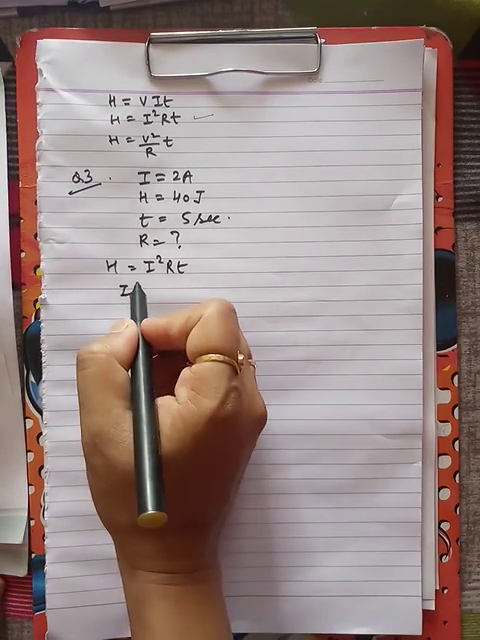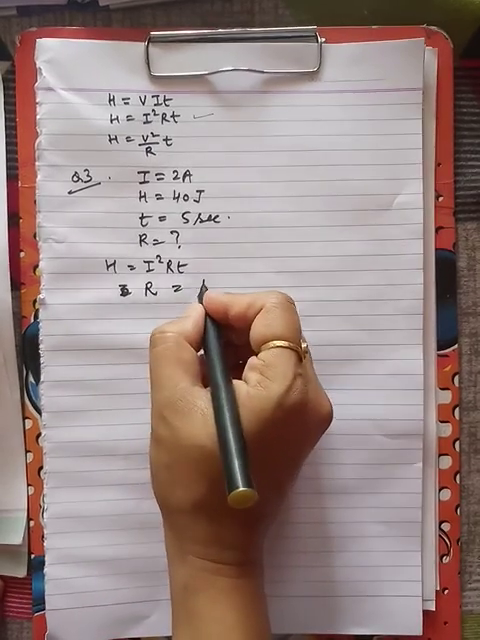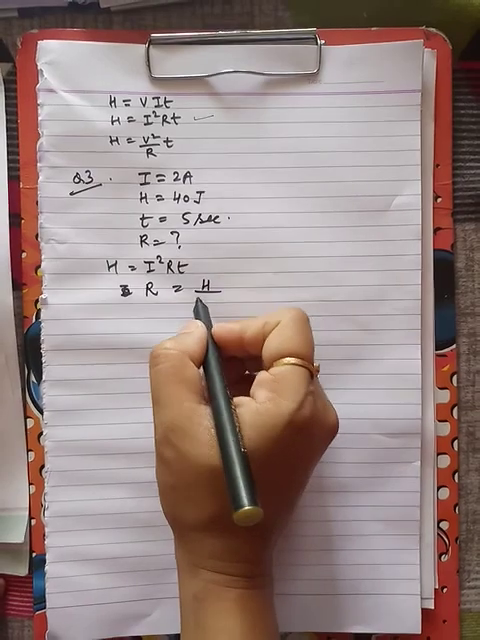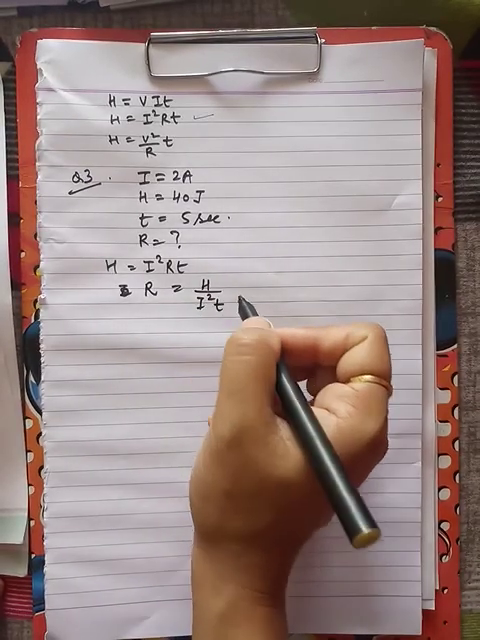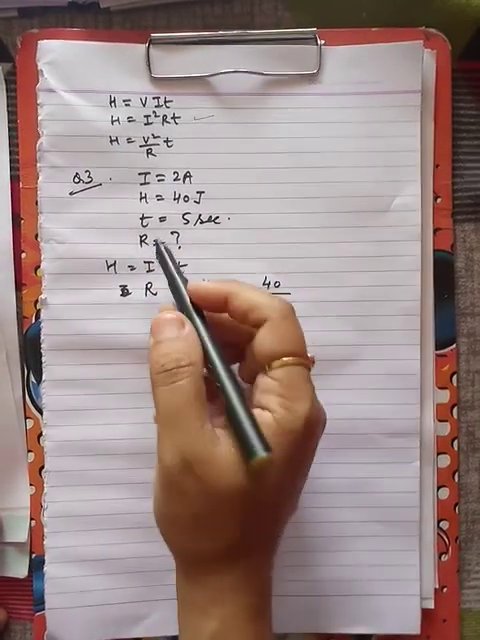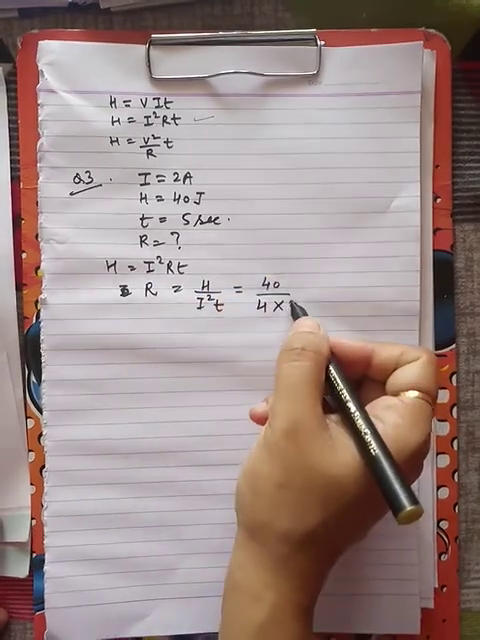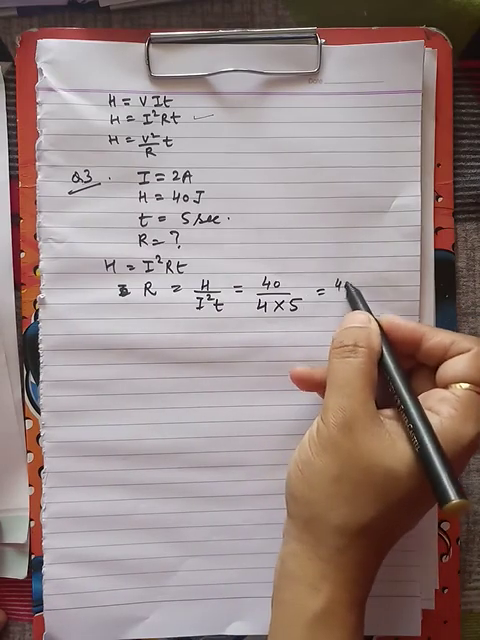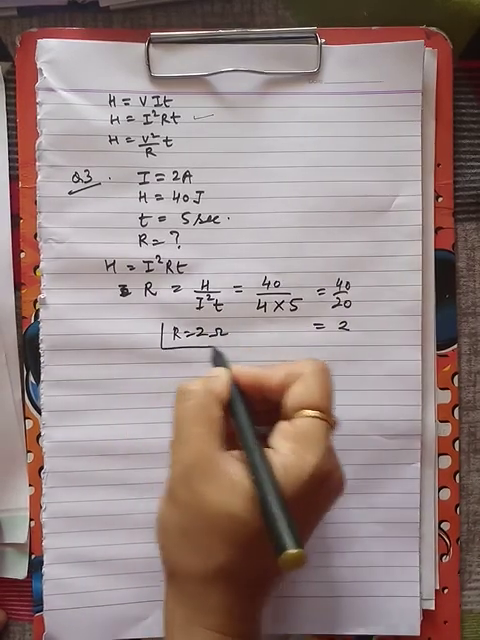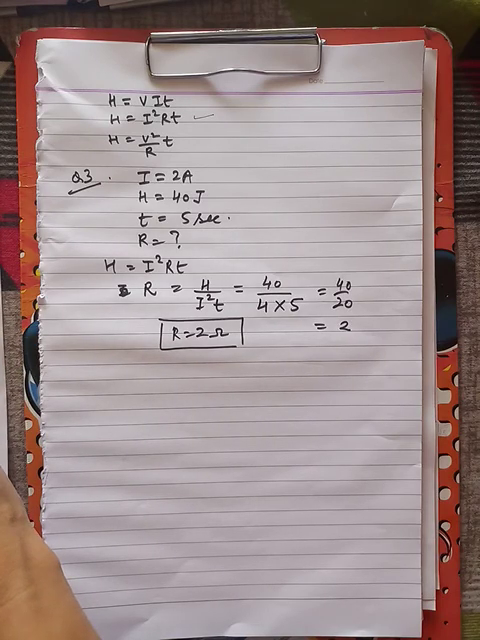Now we have to find out R. R is H upon I square T. So what is H? H is given as 40 joule and I is 2 ampere, that is 2 square, that is 4, multiplied by T, which is 5. So 40 by 20 is equal to 2. So R equals 2 ohm. Simply we can find out the resistance or we can find out the heat using these kinds of formulas.